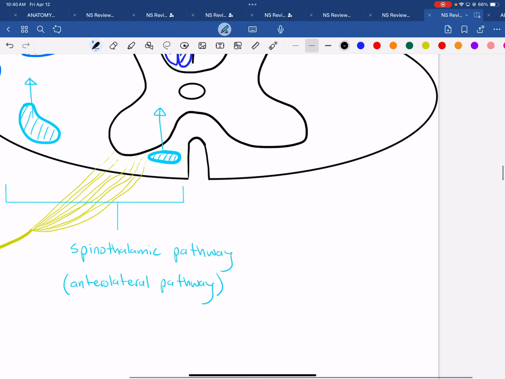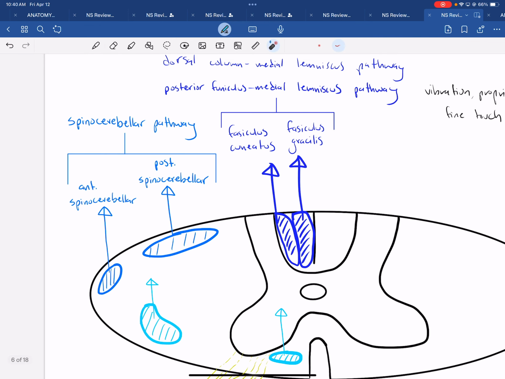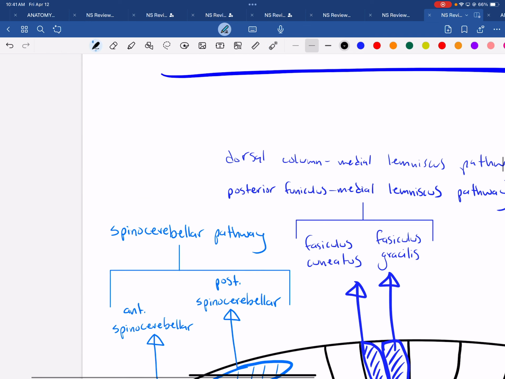Versus this one is pain, temperature, because those two are the same thing anyway. Crude touch. And then spinocerebellar, well, it tells you where it's going. So what kind of information do you think it's sending? Well, if it's going to the cerebellum, it's proprioception. Exactly, right? When in doubt, it's proprioception. Is that lateral?